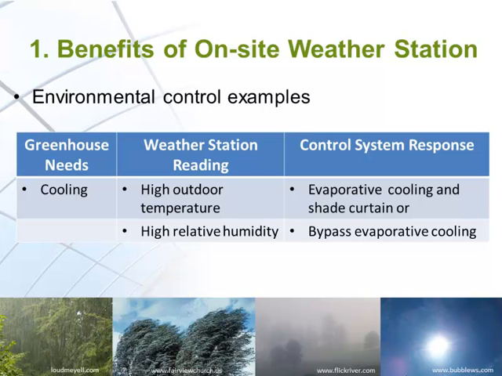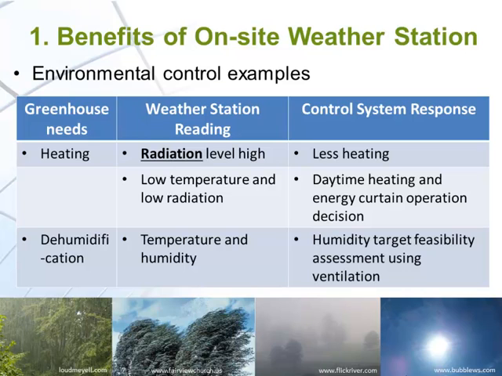The second example is the weather station reporting high humidity. Evaporative cooling works the best when outside humidity is low. Here we have a high humidity condition. Thus, we need to use other methods than the evaporative cooling to keep the greenhouse cool.